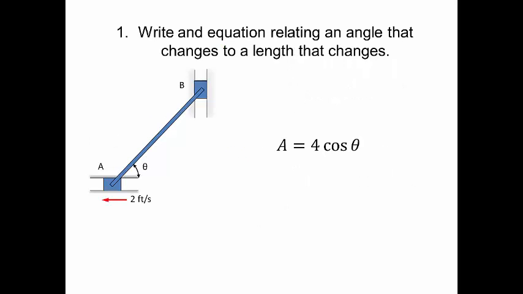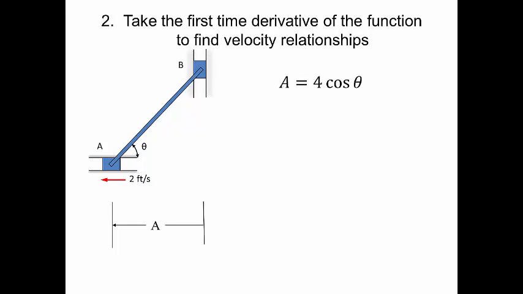In order to solve these problems, the first thing that we need to do is write our equation relating an angle that changes to a length that changes. In this case, we're going to relate our angle to the length that block A moves to the left. We can see that if A is moving horizontally and B is moving vertically, then our rod forms a right triangle with the paths for A and B. Using this, we can write an equation. A, or our horizontal distance that block A is moving, is equal to 4, the length of the rod, times the cosine of theta. Our next step is to take the first time derivative of the function in order to find our velocity relationships.